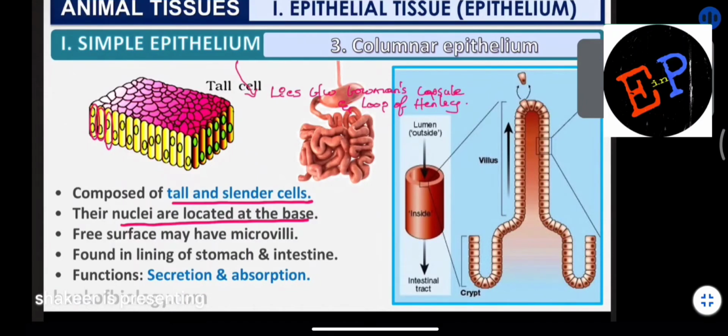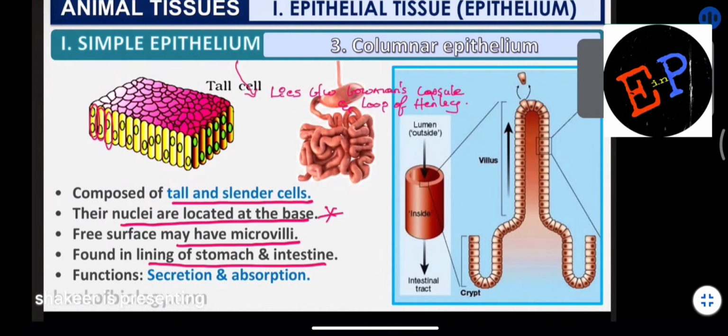So this is one important point. Clear, no? The free surface may have microvilli. So it means that in cuboidal cells also you can find microvilli, in columnar cells also you can find microvilli. They are found in the lining of the stomach and intestine.